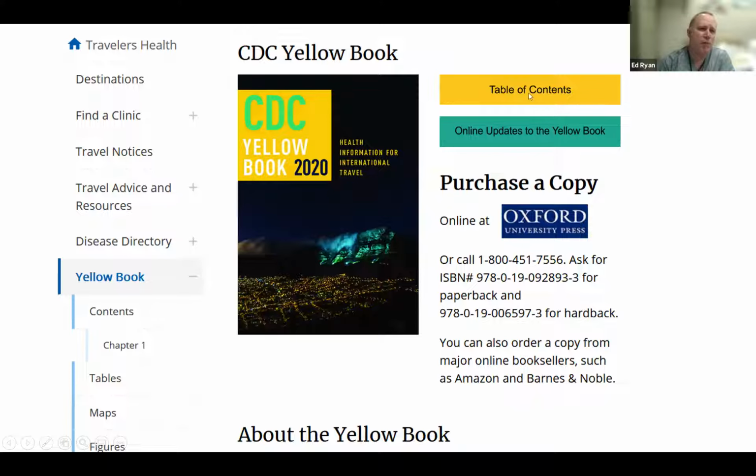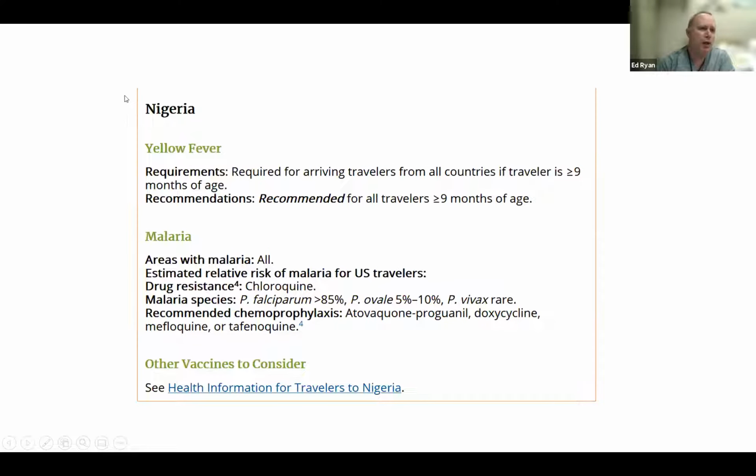You just have to go to the web page and click on table of contents. And once you go to table of contents, you can see the entire book. So here's an example of somebody going to Nigeria, and you can go to the dictionary page for Nigeria, and you'll see that there's malaria all throughout the country. And there's drug resistance there with chloroquine. And the vast majority of species that are diagnosed there are falciparum malaria. And these are agents that could be used for somebody traveling there. So that's a wonderful resource that puts it right at your fingertips.